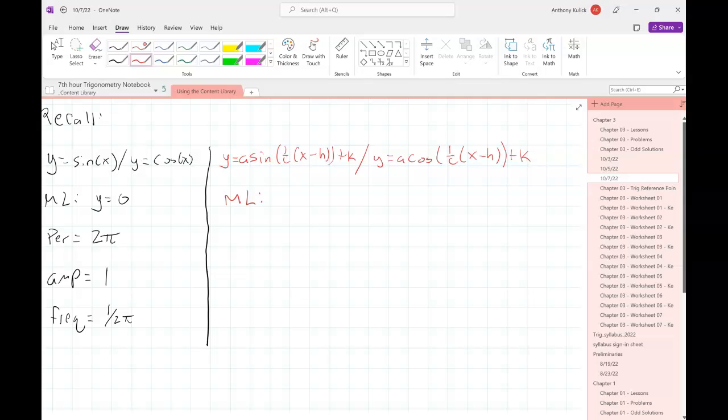Remember, the midline was the horizontal line that divided our graph in half. Which type of transformation, an A, C, H, or K, is going to affect the midline? Exactly. A vertical shift up or down will change the location of the midline because it's just picking up all the points and moving them all up or down, right? The midline, or the K, represented the vertical shift. So the midline in a transformation will just be y equals k.